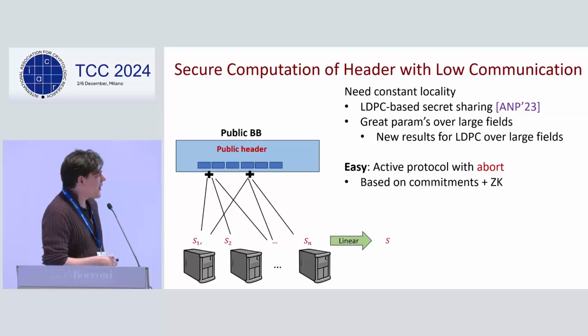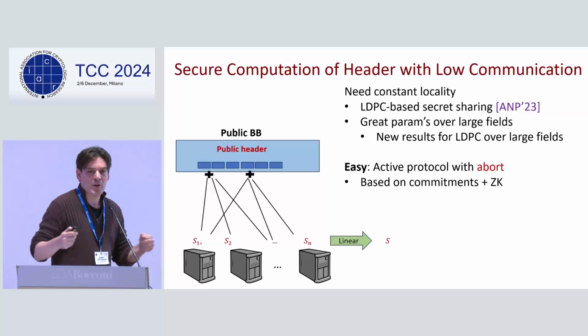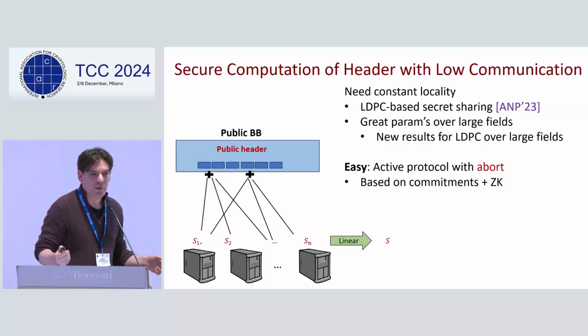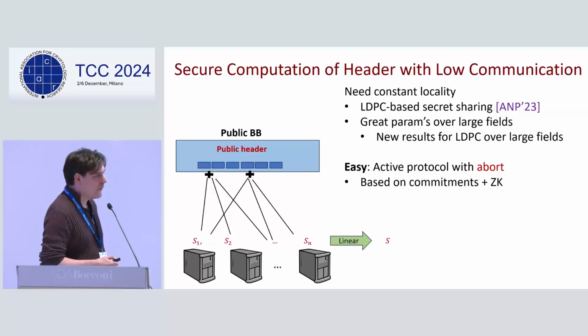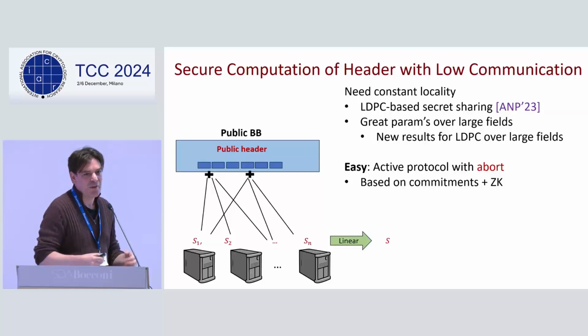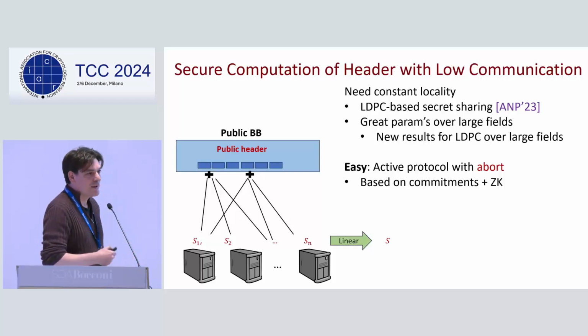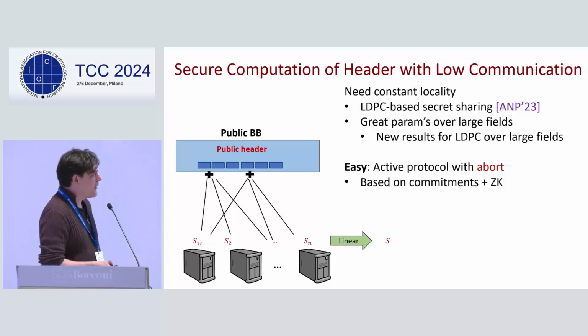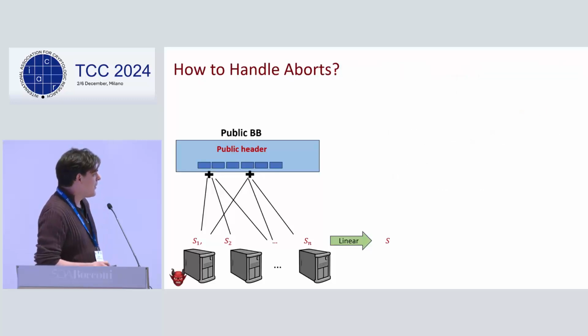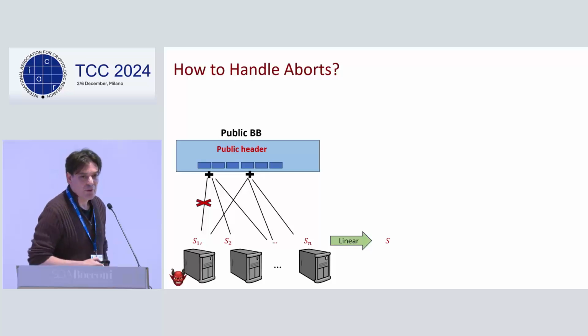Once you have this structure, you have a passively secure information-theoretic protocol for computing the thing. If you want active security, you can use commitments and zero knowledge, basically a refined version of the GMW protocol, to get an actively secure solution with abort. And the abort is the main problem that is left to handle. So imagine that we have some adversary that corrupts this server, and this party just refuses to participate in this computation.